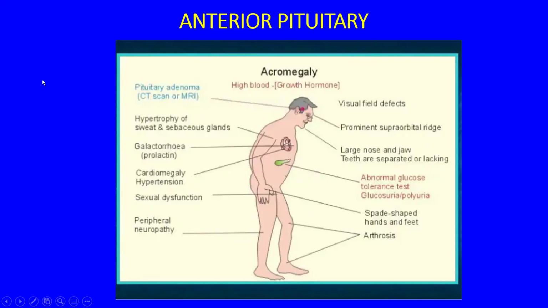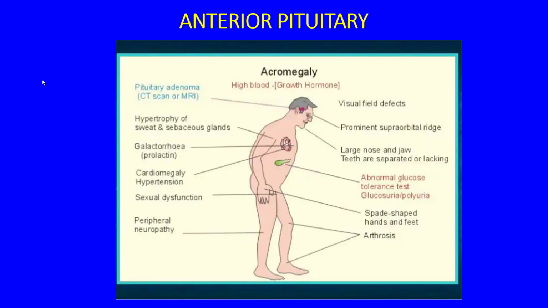Here is an example of acromegaly. Visual field defects, prominent supraorbital ridge, in other words, kind of above the eye, large nose and jaw. Teeth are beginning to be separated, okay, because of so much growth. The jaw is growing, but the teeth are not going to be next to each other. They're going to be actually spacing apart as time goes on.